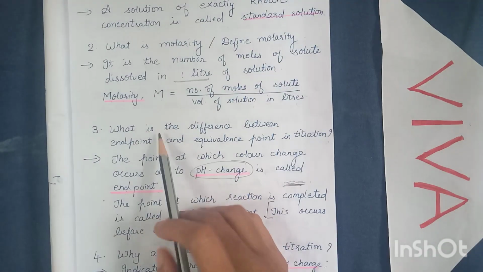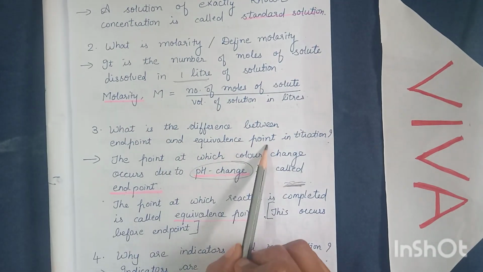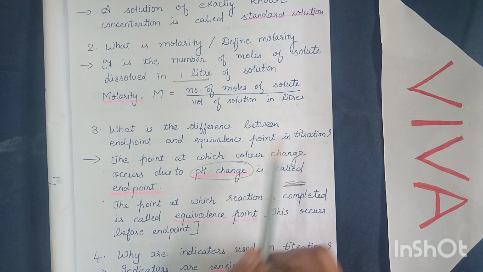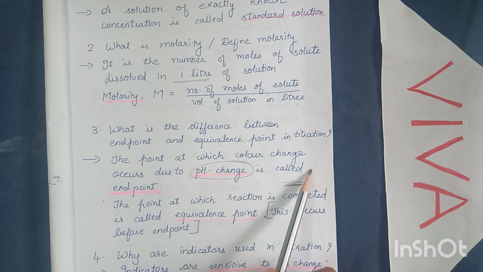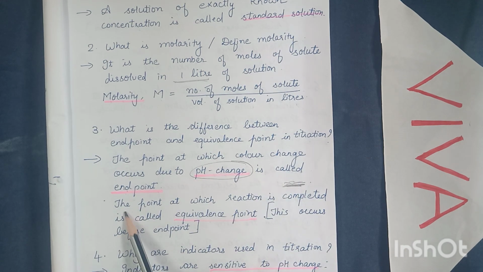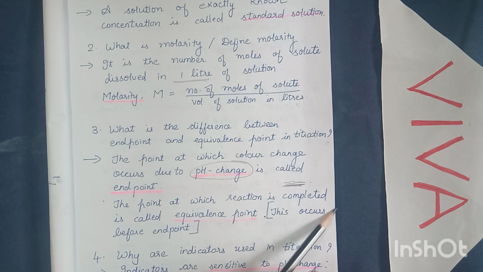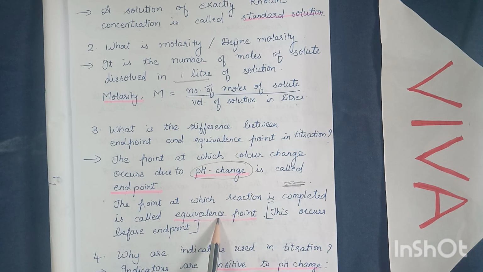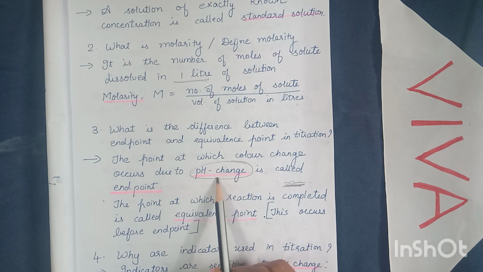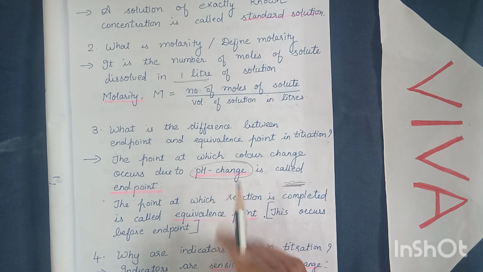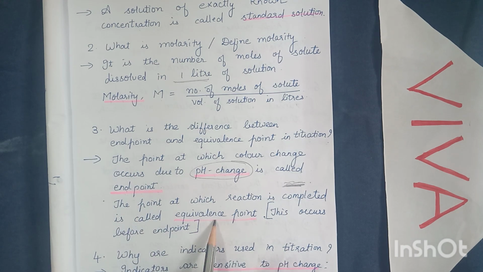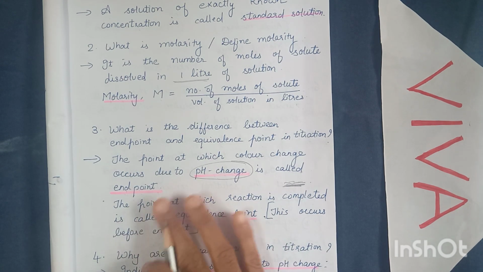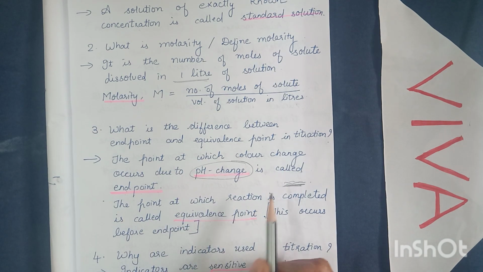Number 3, what is the difference between endpoint and equivalence point in titration? The point at which color change occurs due to pH change is called endpoint. The point at which reaction is completed is called equivalence point. So endpoint means once you see the color change due to pH, and equivalence point comes before endpoint, the point at which the reaction gets completed.